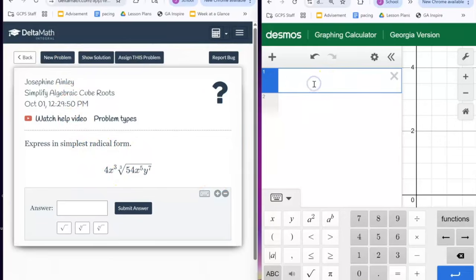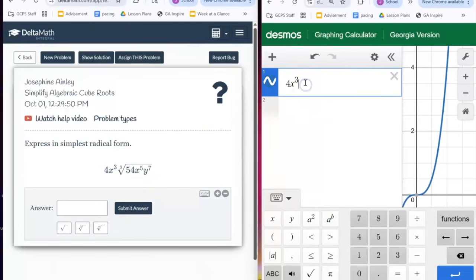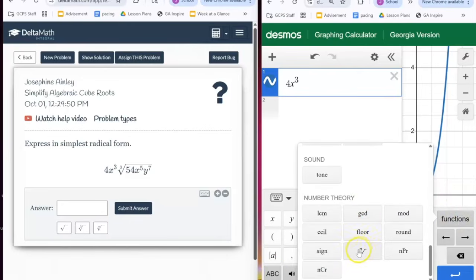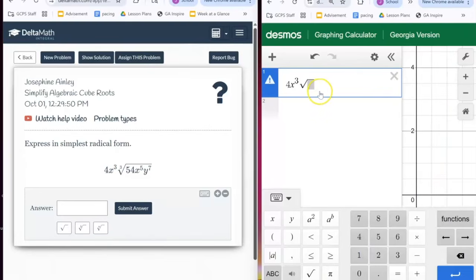All right, so again, type it into the calculator. So I have 4x. How do I get cube root? Or 4x to the power of 3. All right, then bring it down. How do I get cube root? I press functions, scroll all the way to the bottom, and then this is the button right here. And then we're going to put a 3 over there. And then inside I should have 54x to the 5th power, y to the 7th power.